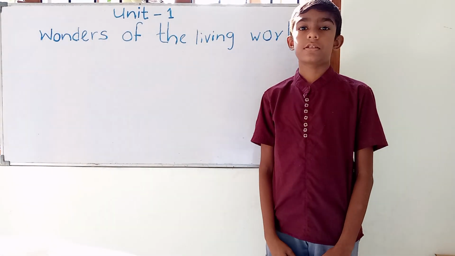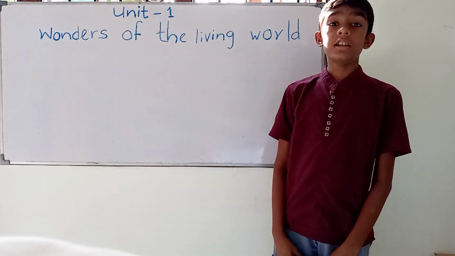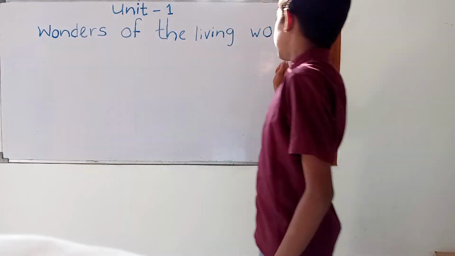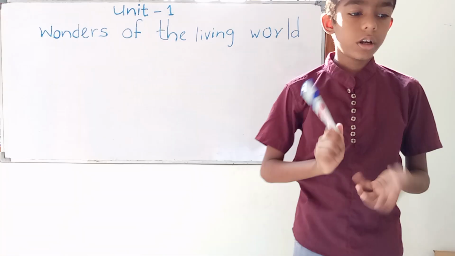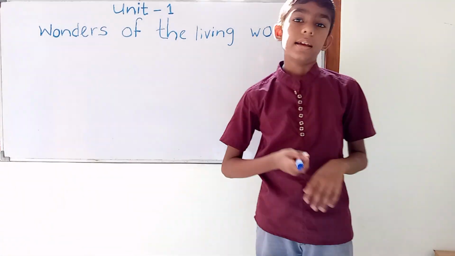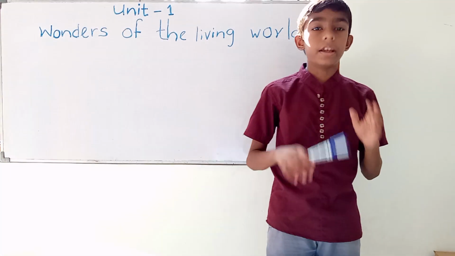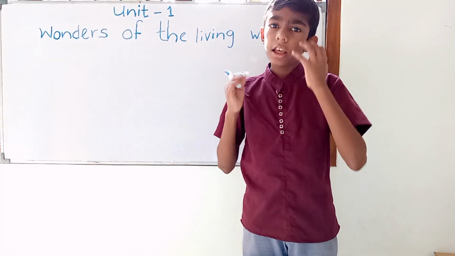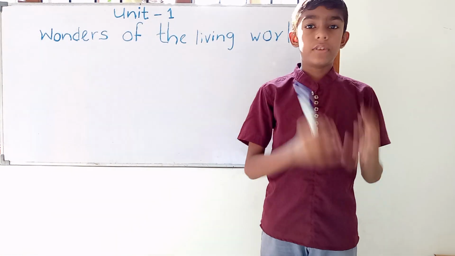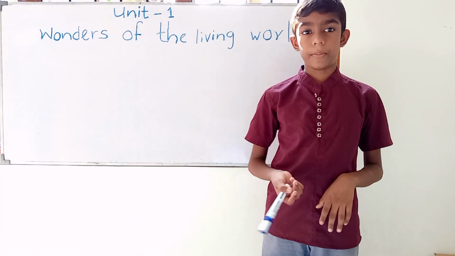Today, we will be discussing the first lesson in our grade 6 English medium science book, Wonders of the Living World. Now, what are the wonders of the living world, you ask? Well, it consists of the environment. Now, what is the environment? The environment is the surrounding, including us. The environment consists of land, water bodies, plants, houses, animals, etc.